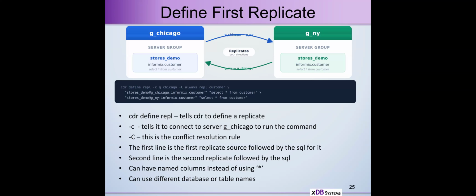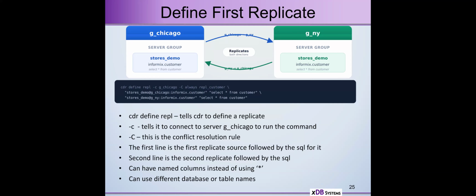So we've got an ER domain set up. Great. Now let's do something with it. We're going to create our first replicate. We're going to take the stores demo customer table and replicate it between Chicago and New York. So right here, it's the command cdr define repl and then dash C Chicago. So we're telling it to connect to the Chicago server to define the replicate. We're going to pass the dash C always for our conflict resolution. We're then going to give it the replicate name. So the replicate is going to be called repl customer.